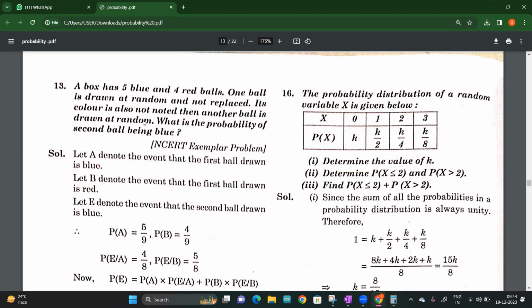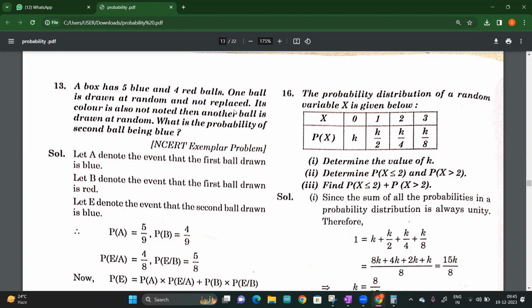So understand this question. A box has 5 blue and 4 red balls. One ball is drawn at random and not replaced, without replacement. So you have to imagine this question. There is a bag. There are 5 blue balls and 4 red balls. One ball has to be selected from the bag and it was not replaced. Its color is not noted.